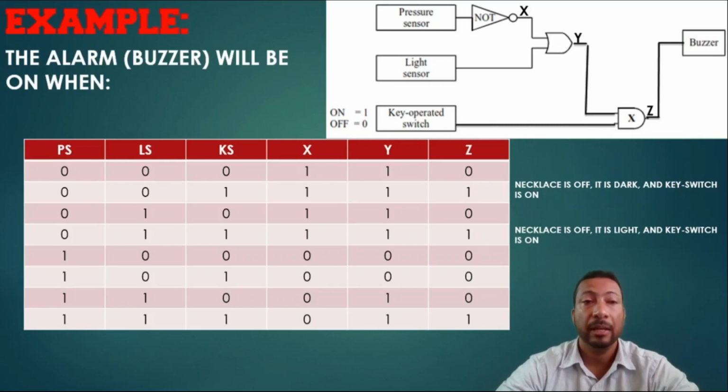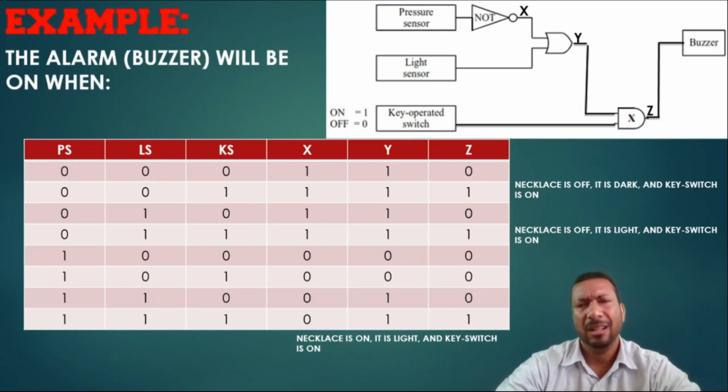What's our third and final instance? Our third and final instance is when the necklace is on, it is light, and the key switch is on. But does that make sense? Is that really a good instance where the alarm will go off? The key switch being on means that you have armed the system. It is light, so more than likely it is daytime, and the necklace is on. As long as the necklace is on the pressure sensor, do you really want the alarm to go off? No. So in that case there, it's not a desirable outcome.